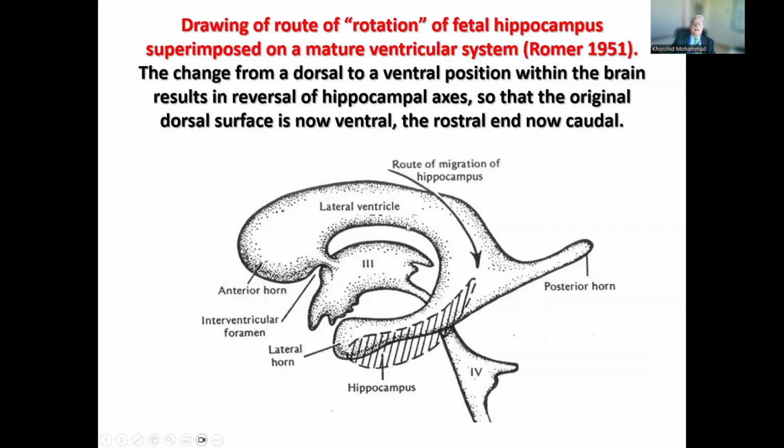Now, this is a drawing that is really not realistic because it's showing you the route of migration, so-called, of the hippocampus from dorsal to ventral position. But it's superimposed on a normal ventricular system of a mature brain, an adult brain. So it's not entirely realistic, but it illustrates why I think you can see this better than if we had put the ventricles of the fetal brain here. And here's the hippocampus in the more ventral position.